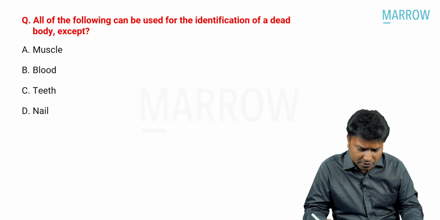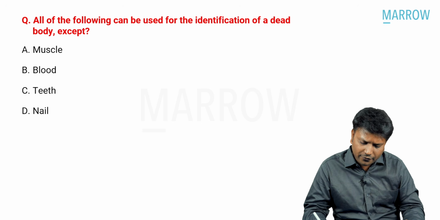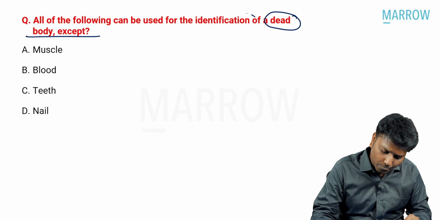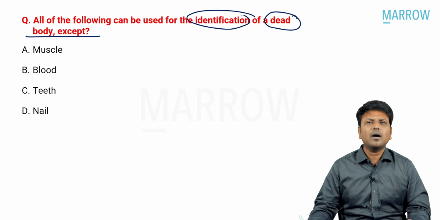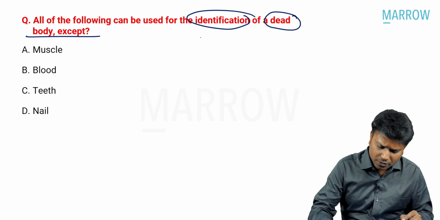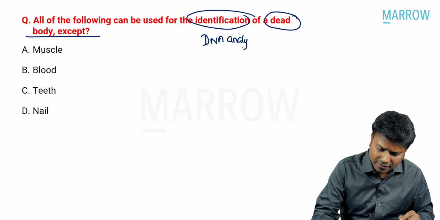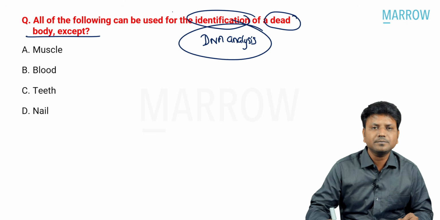So let us focus on the next question. All the following can be used for identification of a dead body, except. We are going to identify the person. How will you identify the person? If you want to identify the person, you can go for what is called DNA analysis. This is the most useful one.